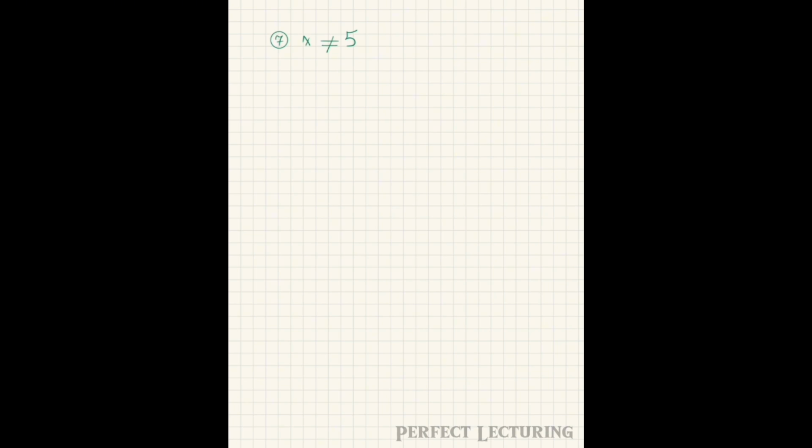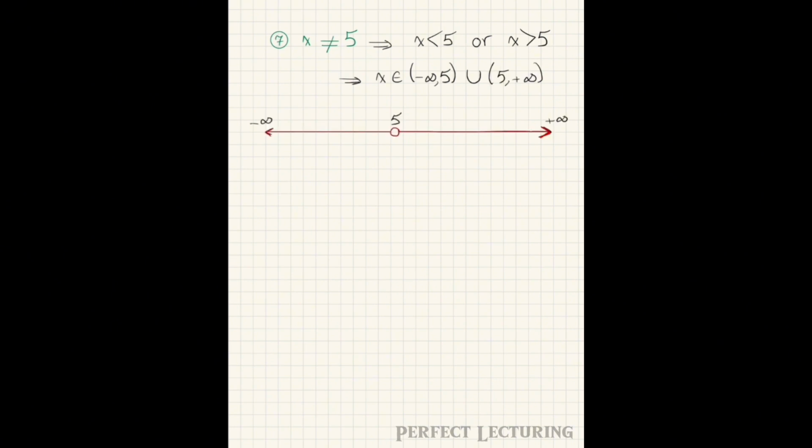Finally, if we have x not equal to 5, what does this mean? If we say that x is different from 5, this means that x can take any values either less than 5 or greater than 5. To write this as an interval, the interval representation of this is the following. For the first part, we have x belongs to the open interval negative infinity 5, or means a union, and x greater than 5 means the open interval 5 plus infinity, and this is how the representation on the real number line looks like.